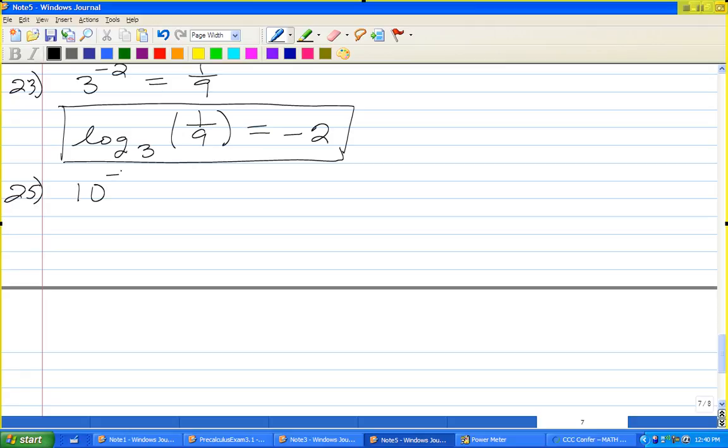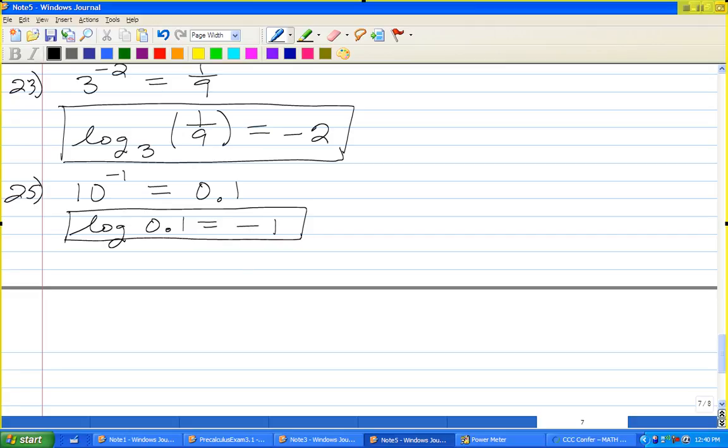10 to the negative 1 is 0.1. And so the base is 10. The result is 0.1 and the exponent is negative 1. Since I have a base of 10, I can just use the common logarithm notation, and just not write the base. And it'll be understood to be 10. 27.